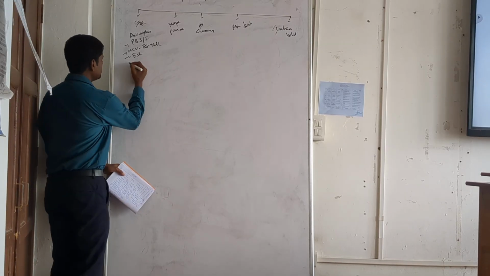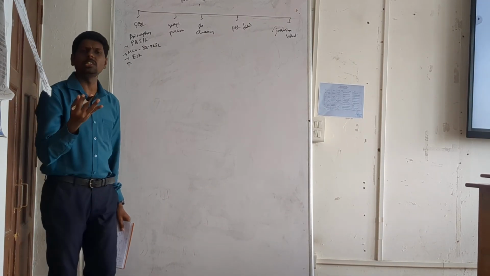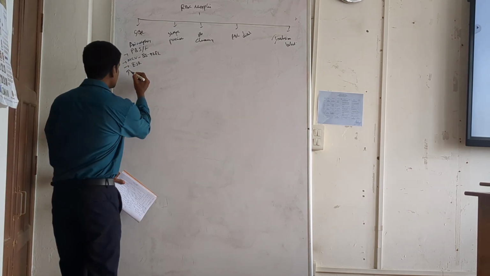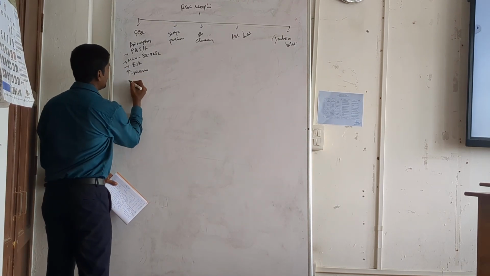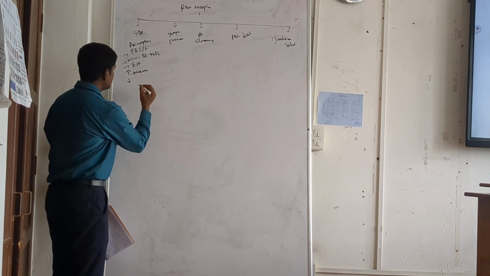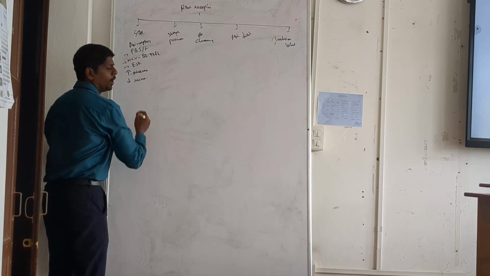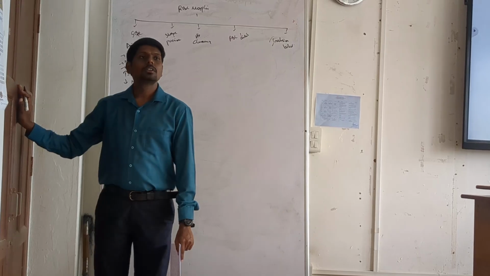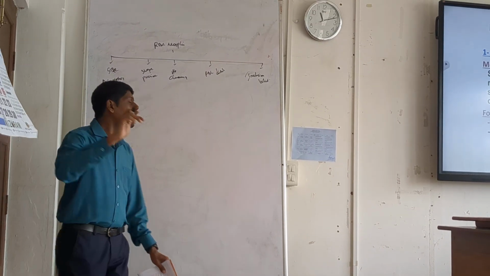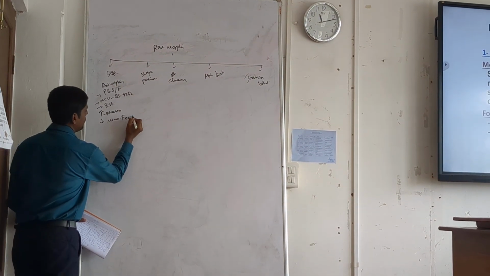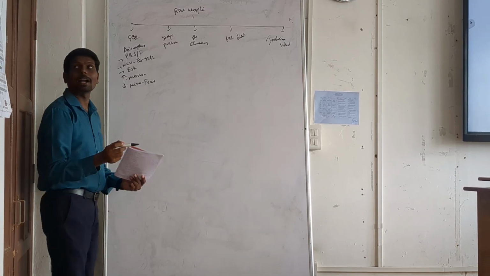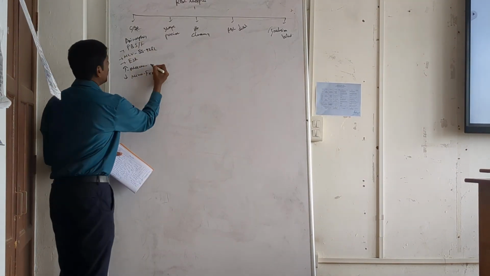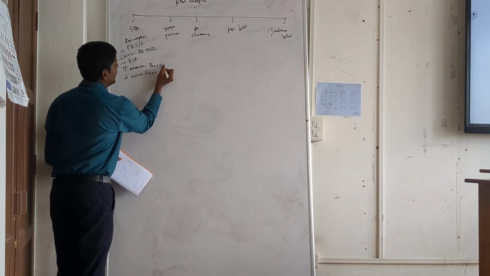Then increased MCV means increased size of red cells. The condition is called macrocytic anemia, and decreased size is called microcytic anemia. What is the primary cause of microcytic anemia? Iron deficiency. Very good. And what is the primary cause of macrocytic anemia? B12 and folic acid deficiency.